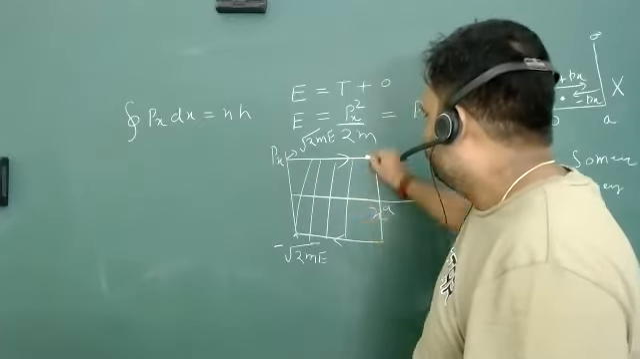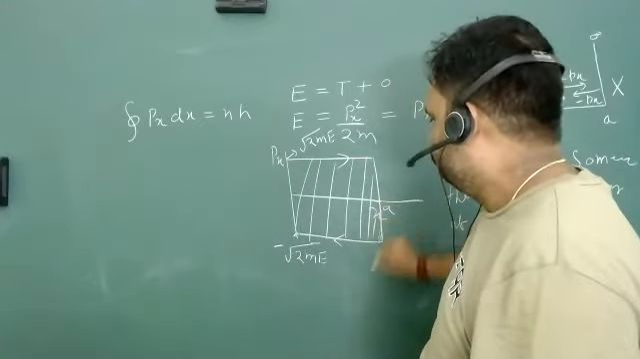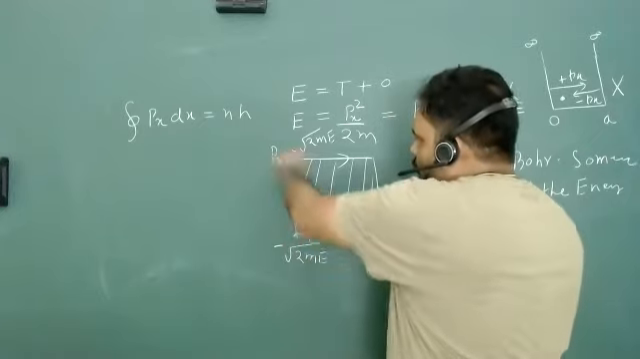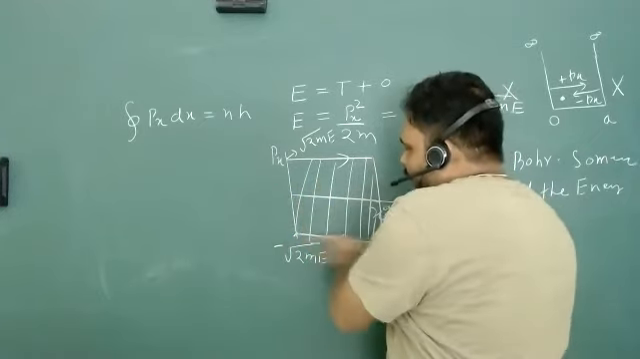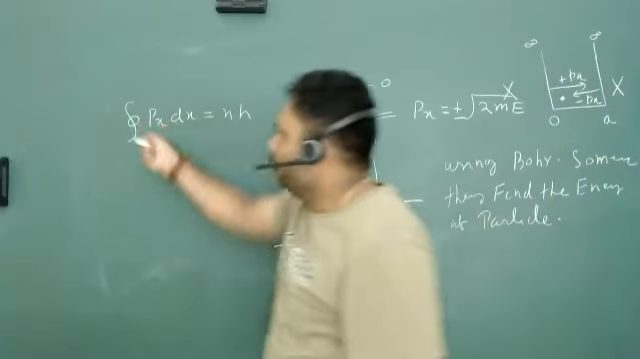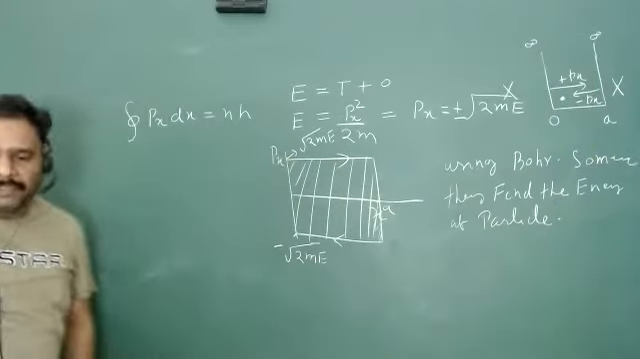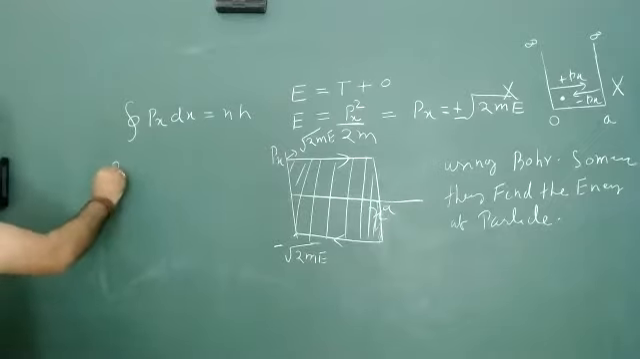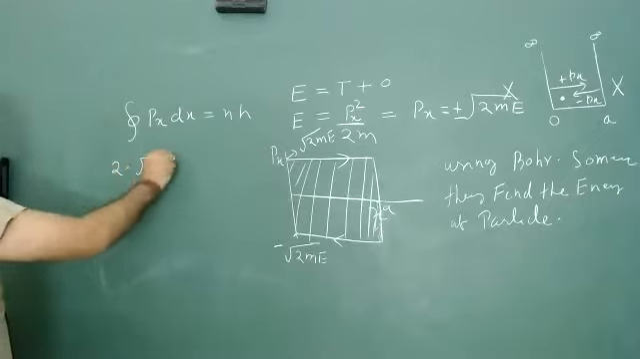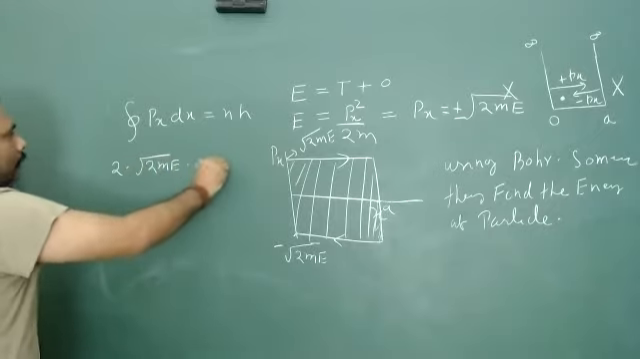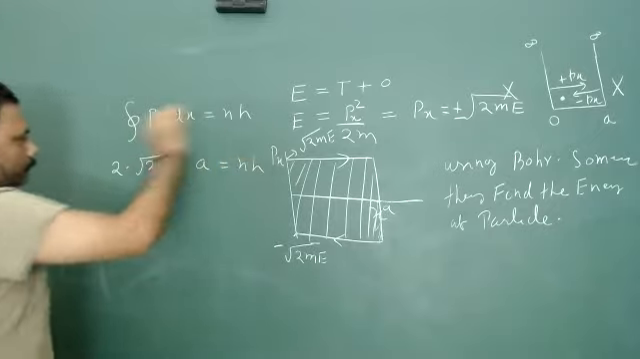And this is nothing but the area of a rectangle. The minus sign will tell you about the direction. This is the plus direction and this is the minus direction. So if we integrate this, what will be this area? Very good. That will be 2 into root under 2mE into a, which is equal to nh.